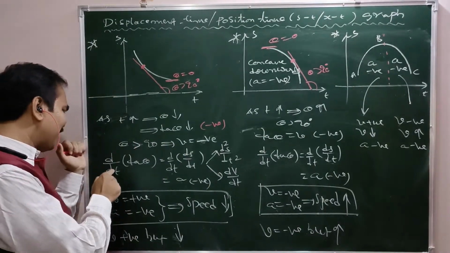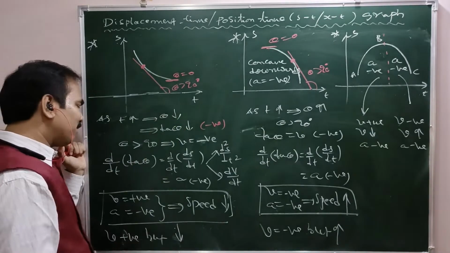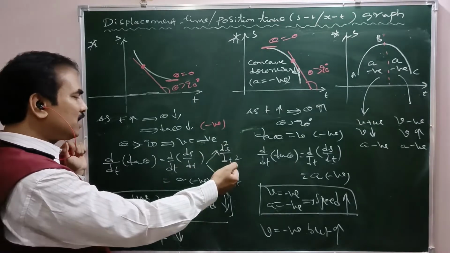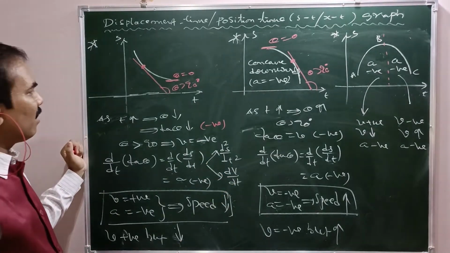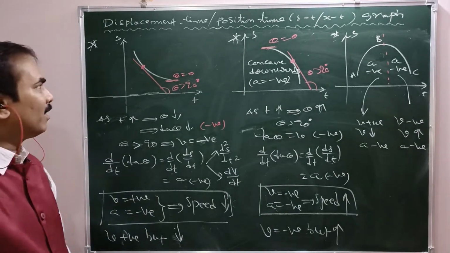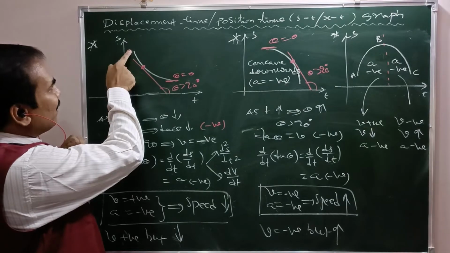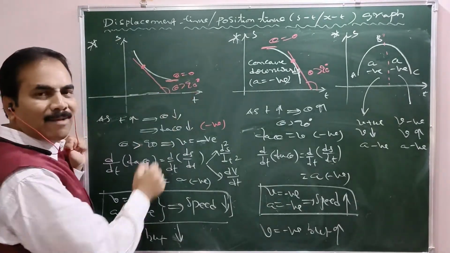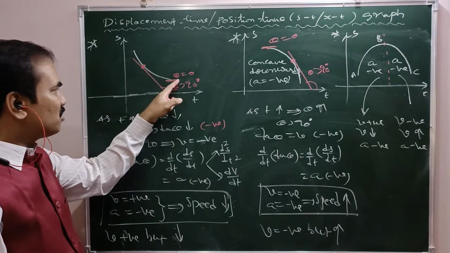Let us see d by dt of slope, the rate of change of slope with respect to time. That is d by dt of ds by dt, that is d square s by dt square, otherwise dv by dt. Is a negative or positive here? How does the slope change? Initially it is negative, later on the slope becomes 0. Am I right?